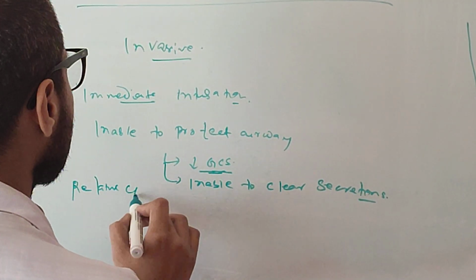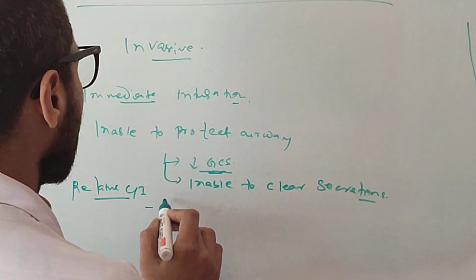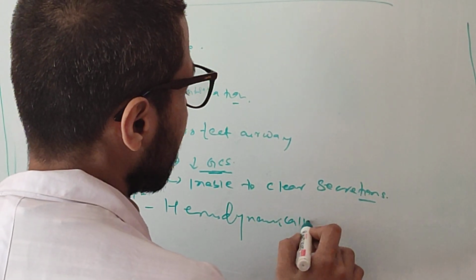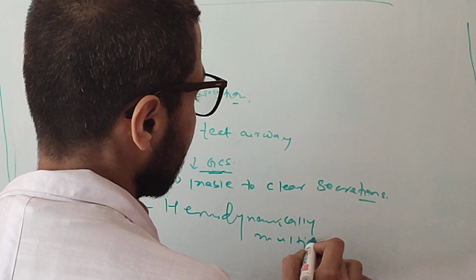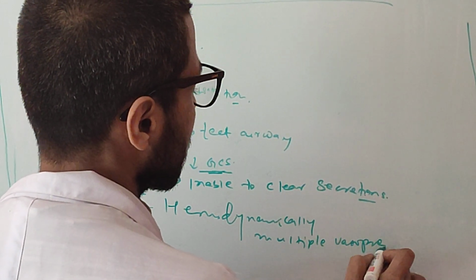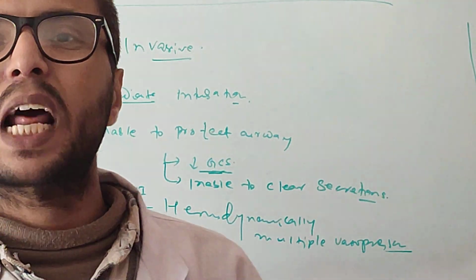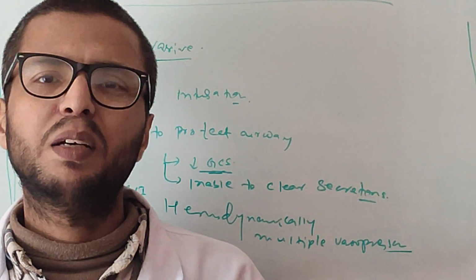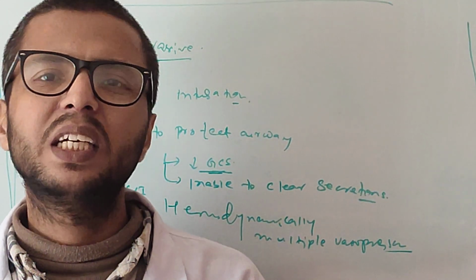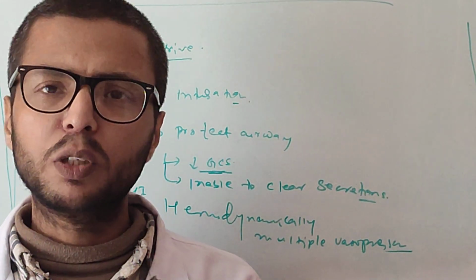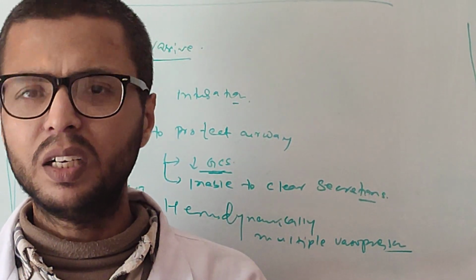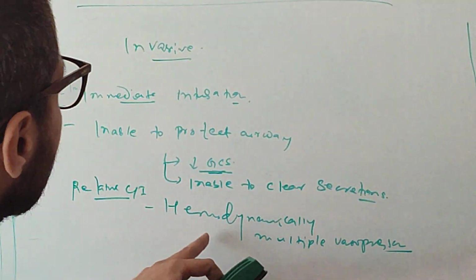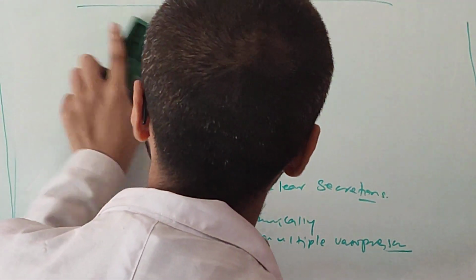Relative contraindications of NIV include hemodynamically unstable patients on multiple vasopressor medications. Even if the patient is hemodynamically unstable and on vasopressors, we can use NIV. But in critically ill patients, if you think that the patient's status is not going to improve in the short term, then you can go for invasive ventilation. So these are the relative contraindications of NIV and indications of invasive ventilation.